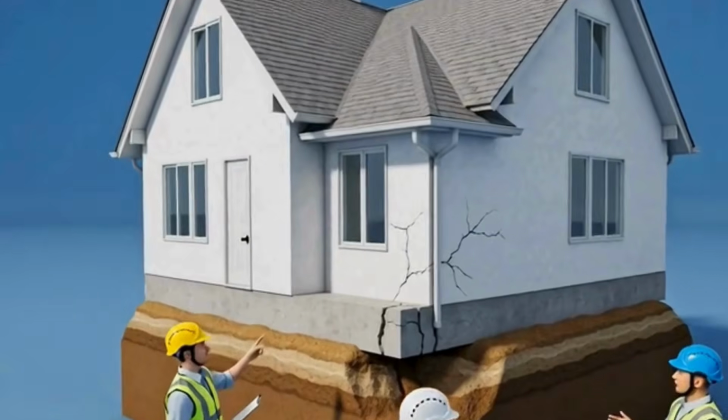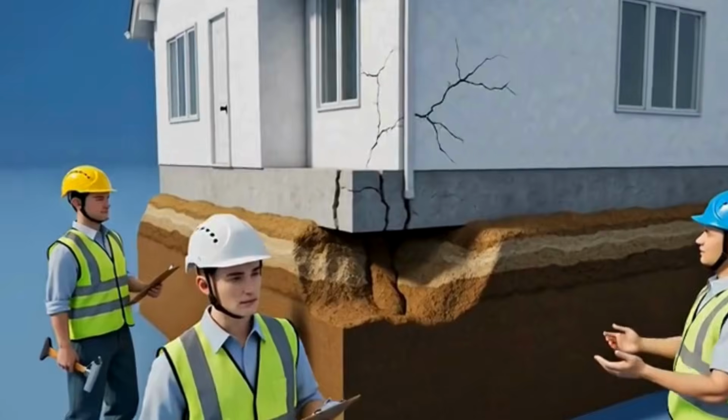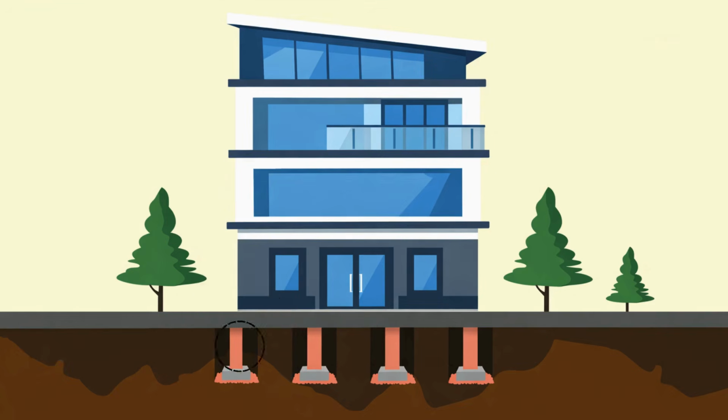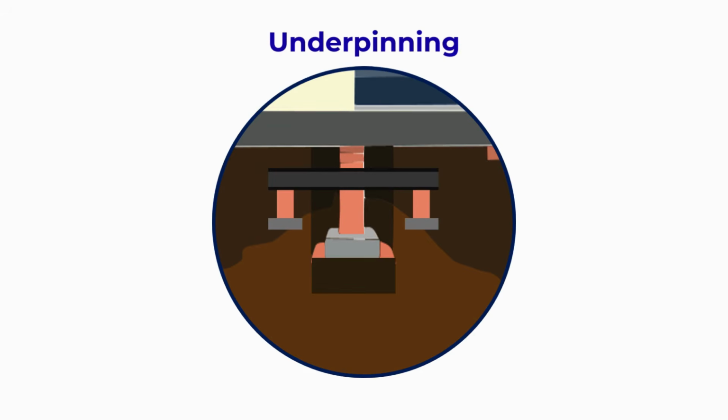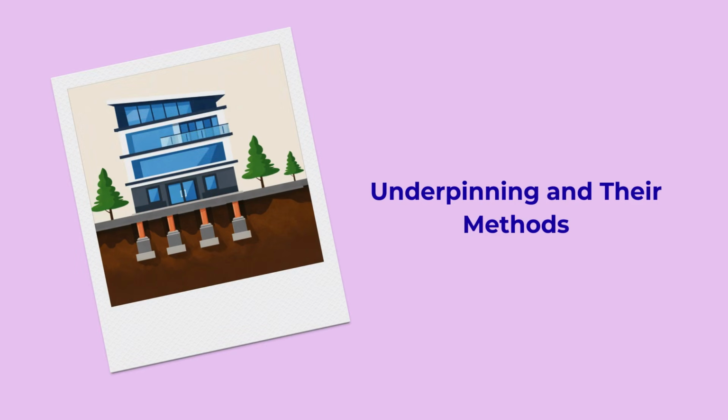Ever seen cracks forming in a building and wondered, is the foundation failing? When soil becomes weak or buildings start settling, engineers use a powerful technique called underpinning to save the structure from serious damage. Today, let's clearly understand what underpinning is and the different methods used in construction.